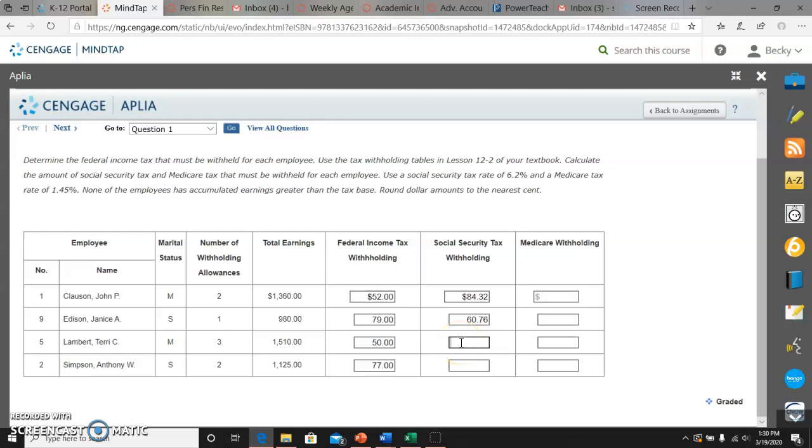For Terry, I take the 1510 times 0.062 and I get 93.62. 1125 times 0.062 and I get 69.75.